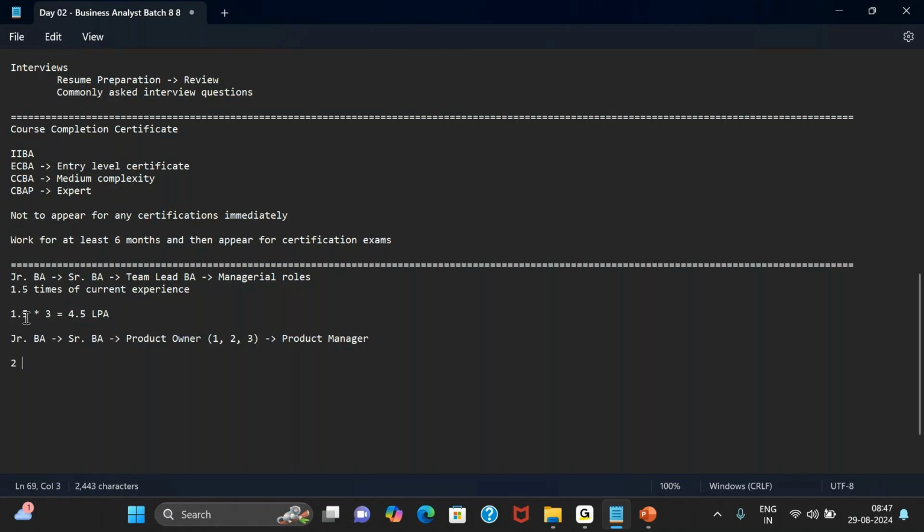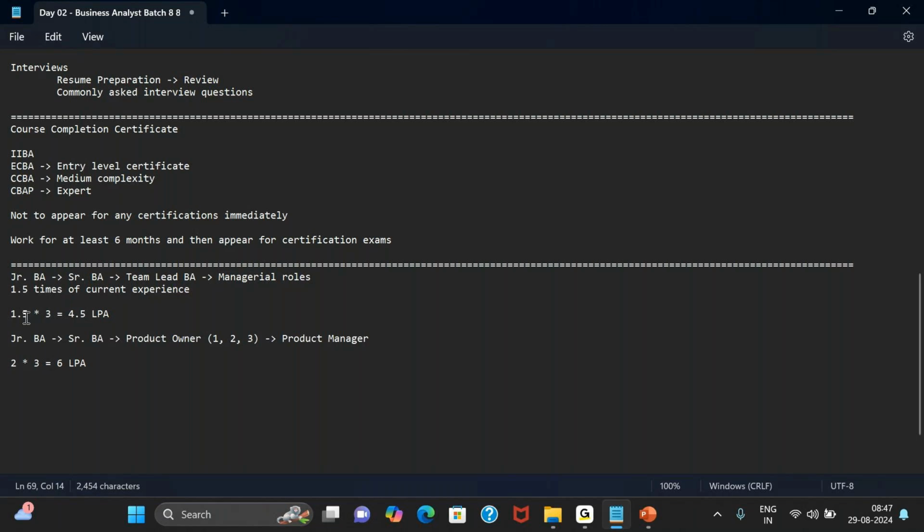Now, for the service industry itself, the multiplier has changed from 1.5 to 2. So nowadays, the same candidate may get up to 6 lakh per annum. That is for the service based industry. Usually for product based companies, this multiplier will be higher, so you will get better remuneration in a product based company.